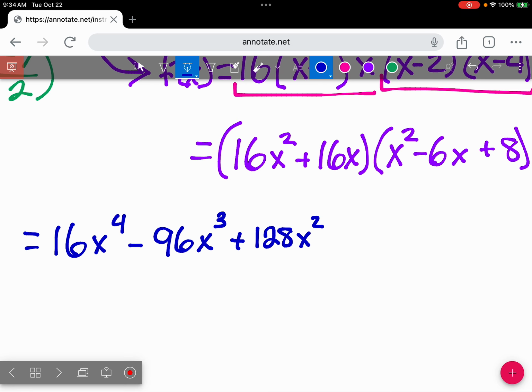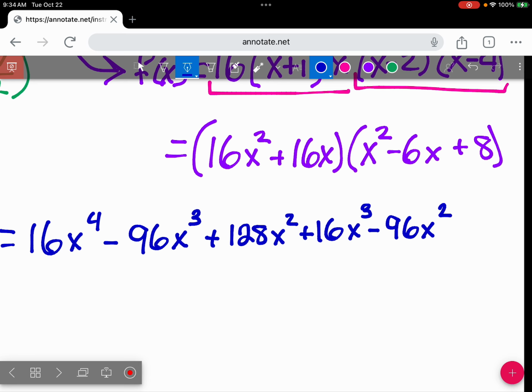Then we're going to have our 16x times the x squared to get our 16x cubed. 16x times the minus 6x, we get minus 96x squared. And our 16x times 8 gives us 128x.